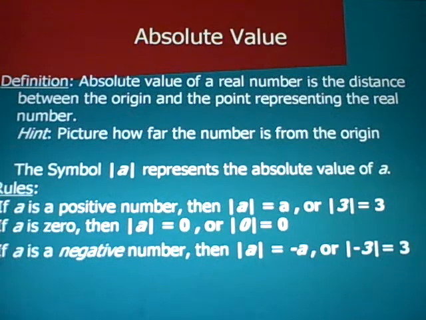The tricky one is the last one. If A is a negative number, then the absolute value of A is negative A, which means we have two negatives. Negative times negative, you'll learn later, is a positive. So at the bottom right corner where you see the absolute value of negative 3, that's actually minus negative 3. Negative times a negative is a positive. We end up with a positive 3 as our absolute value.